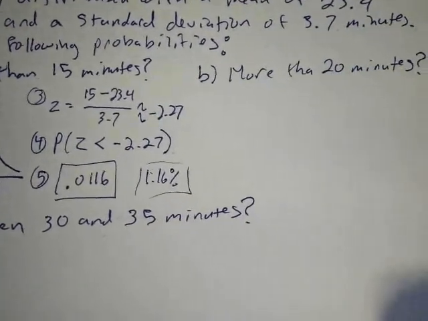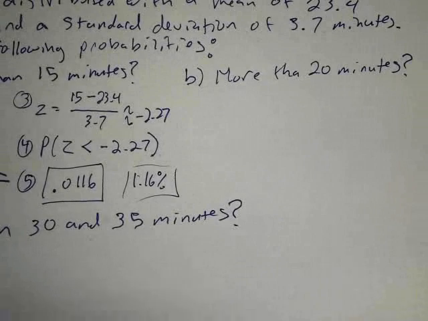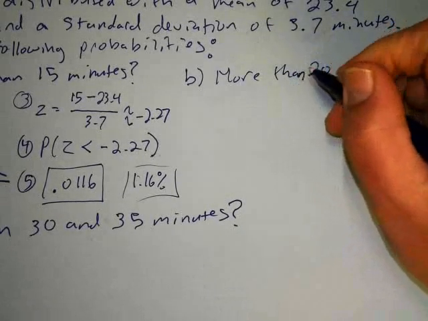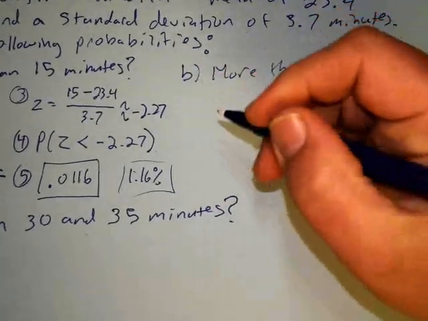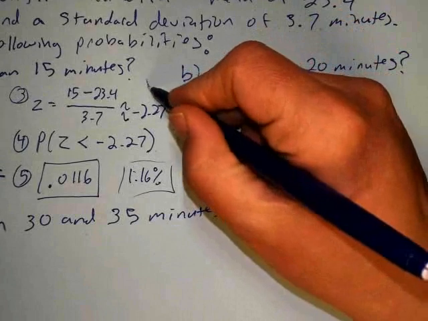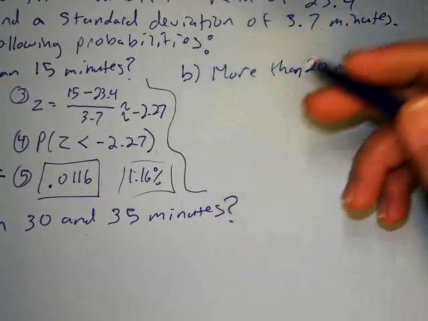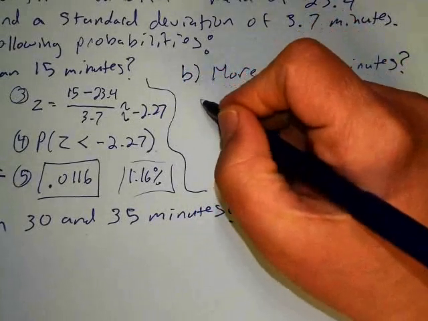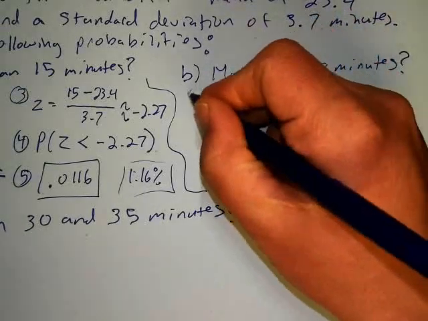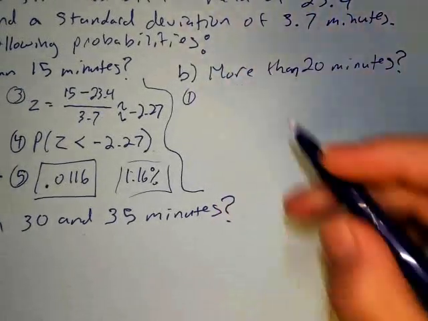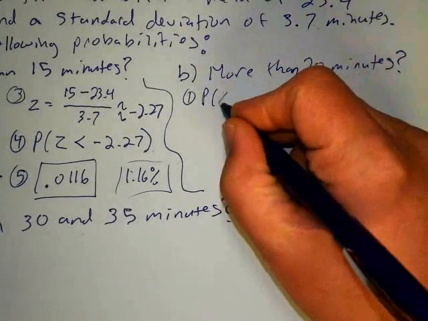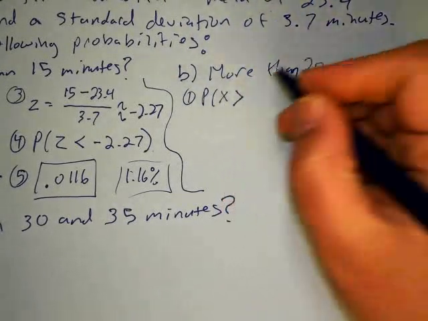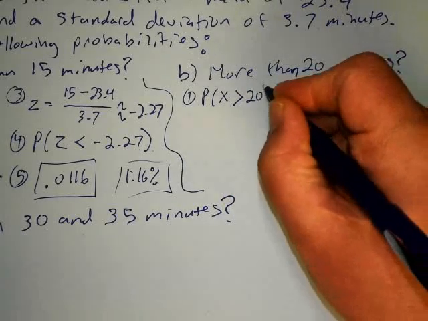So now we're asking the question, what's the probability that you're going to wait more than 20 minutes? Okay, so maybe I'll divide this here. So the first step here is write out the X-score probability. So this is a greater than one. X greater than 20.